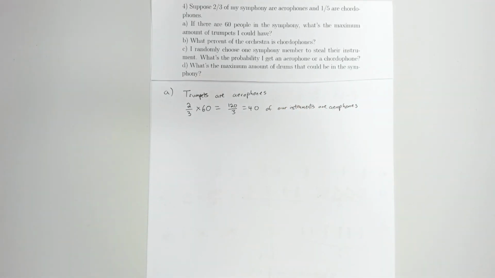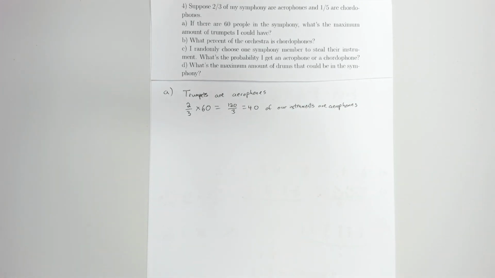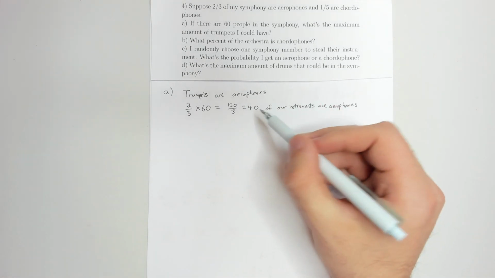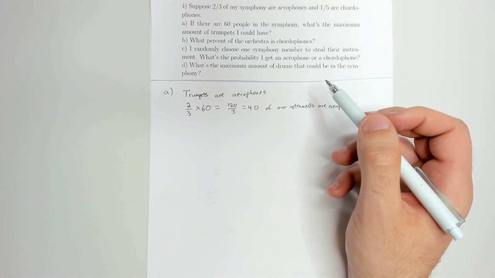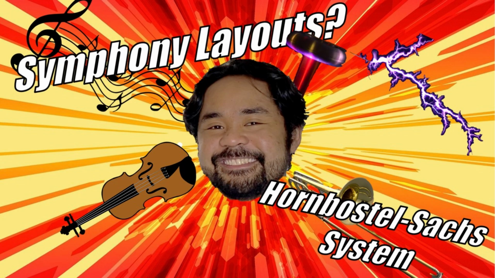So that means that since trumpets are included in those aerophones, the most amount of trumpets we could have is if all of these aerophones are trumpets, we don't have any trombones or anything else, it's just pure trumpets, then that would mean that 40 is our maximum. So if you're not sure about that problem, again, that came from episode 36 of this series.